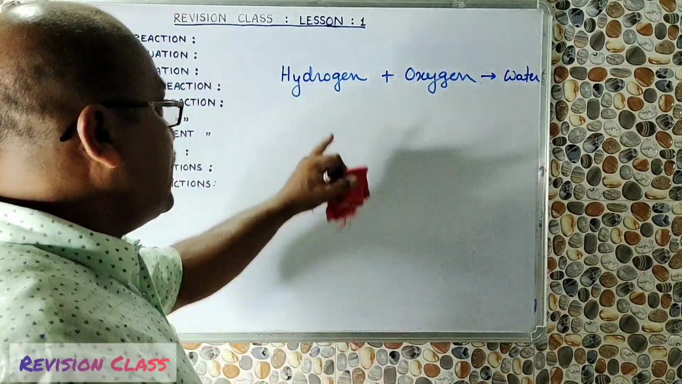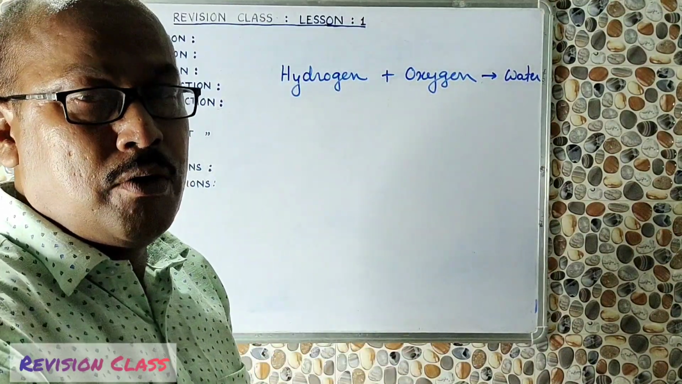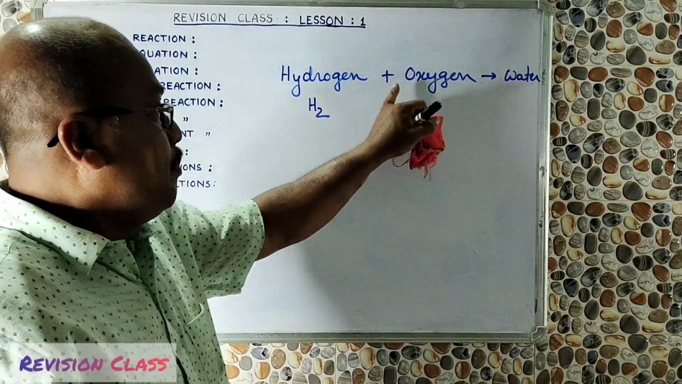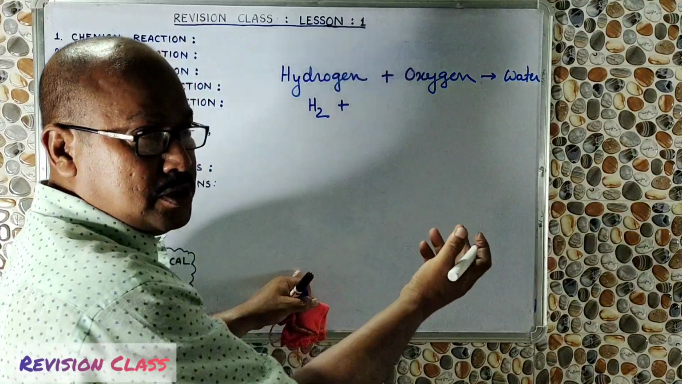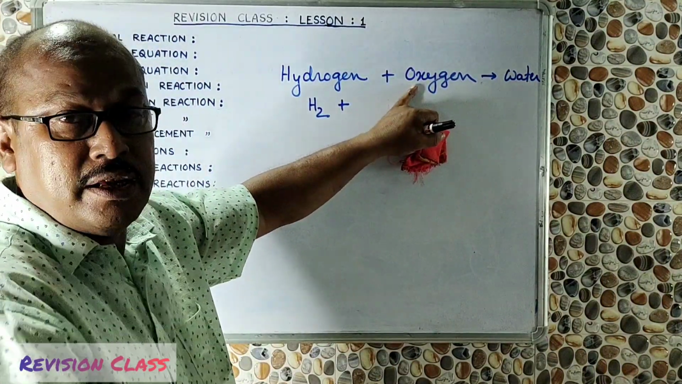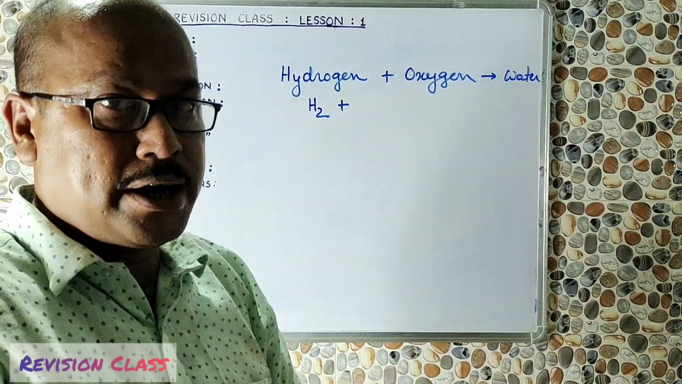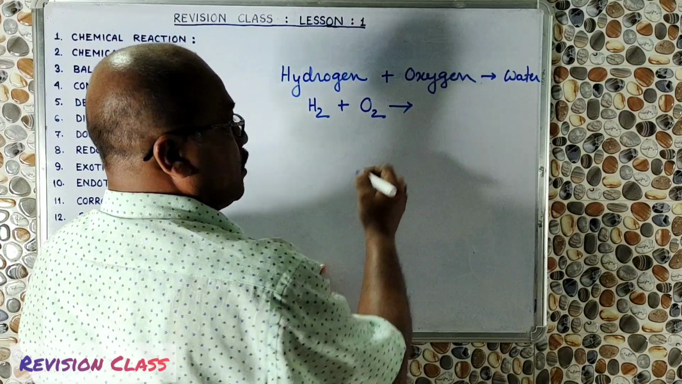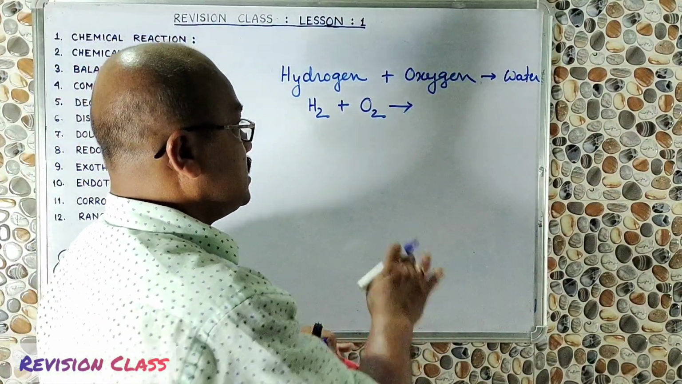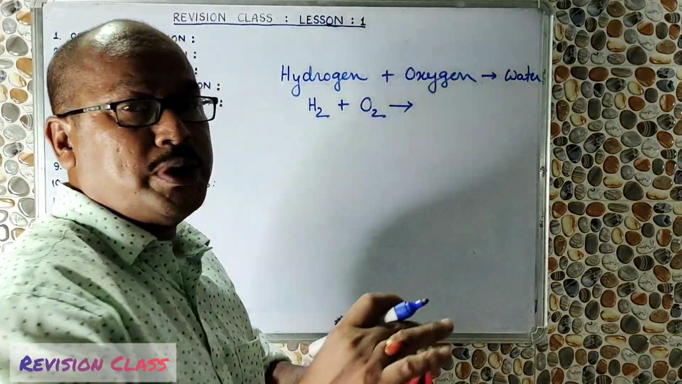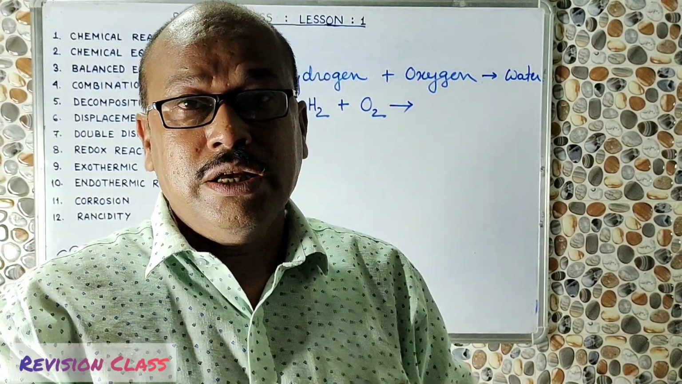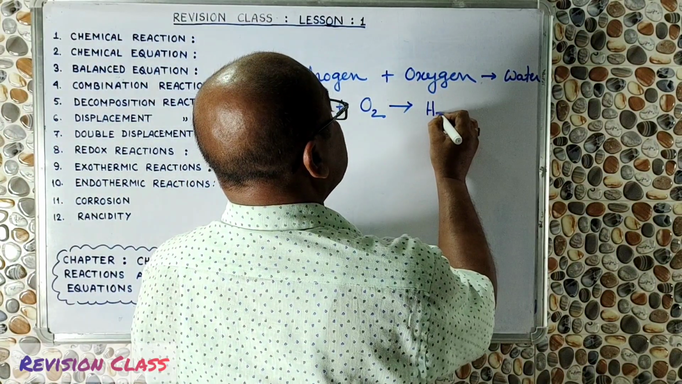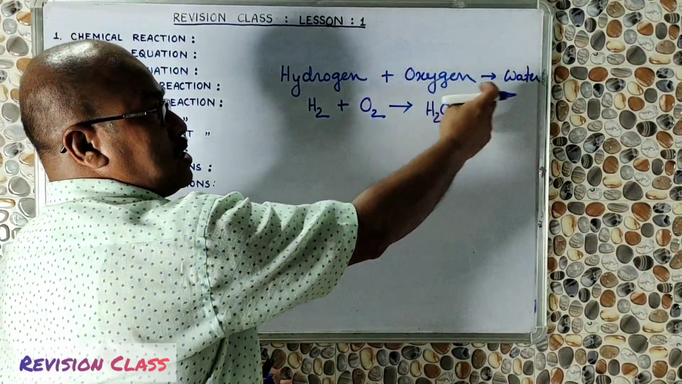So instead of writing hydrogen, we will use the formula of the hydrogen molecule, which is H2. Plus means hydrogen is combining with oxygen. We will not use the word oxygen, but we will use the formula O2. The arrow mark indicates the product that is going to form, which is water. The word water is replaced by its proper formula, H2O. So hydrogen plus oxygen is forming water.